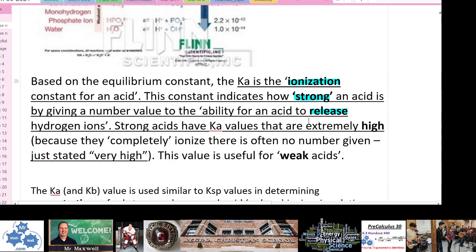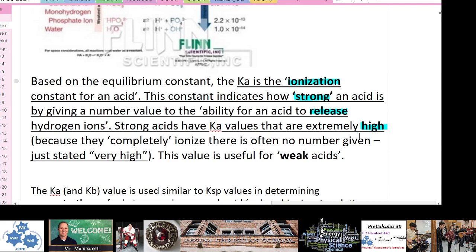Strong acids have Ka values that are extremely high because they completely ionize. If you think about solubility, the product of the ions in solution would be very high because it's mostly ions. You'll see for some, like in this above chart, hydroiodic acid, the Ka is just extremely high. So virtually all of the HI compounds would split apart. There would be virtually no HI compounds left in a solution of HI.